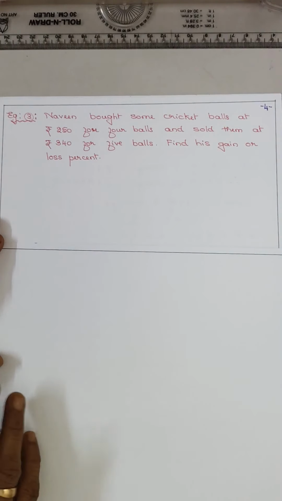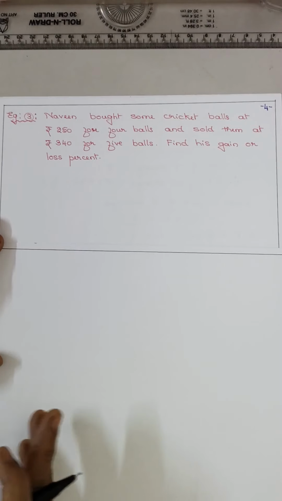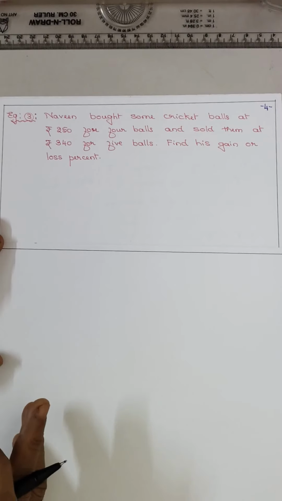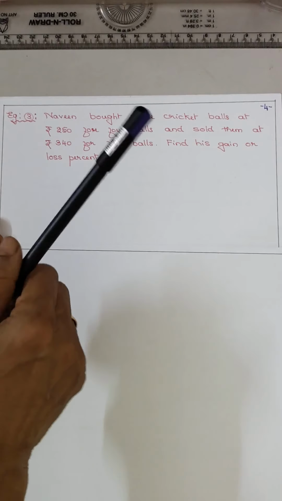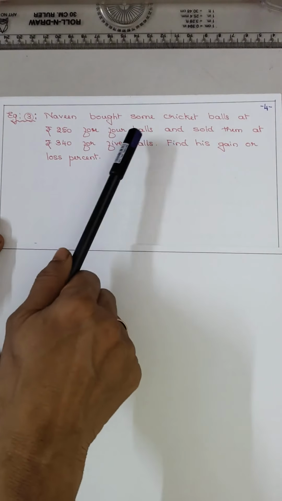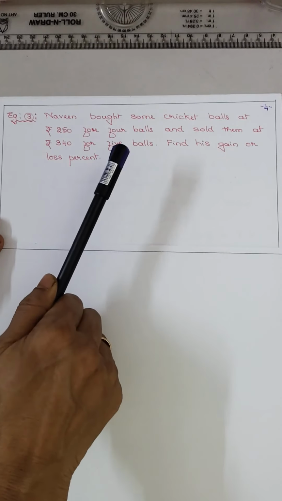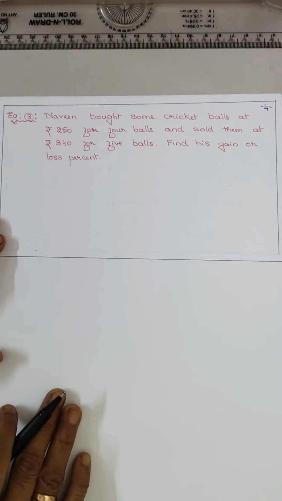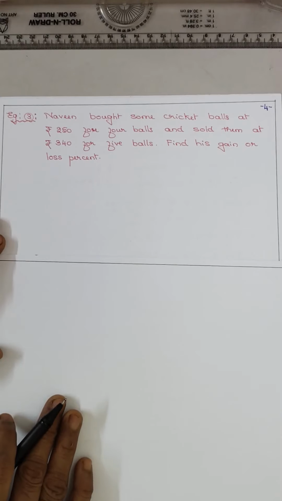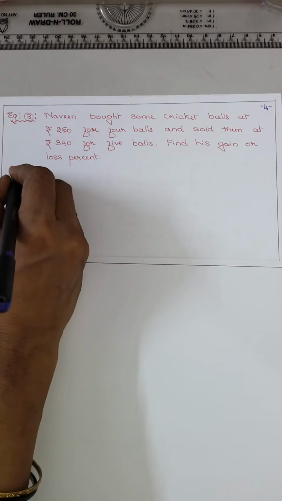Whenever they give like that, the number of articles is different. First find out CP and SP of one article. Okay? याद रखो, इधर CP of 4 balls दिया है, लेकिन SP of 5 balls दिया है, तो तब भी CP and SP of 1 ball का find out करो, फिर उसको compare करो, फिर देखो whether it is a profit or loss.